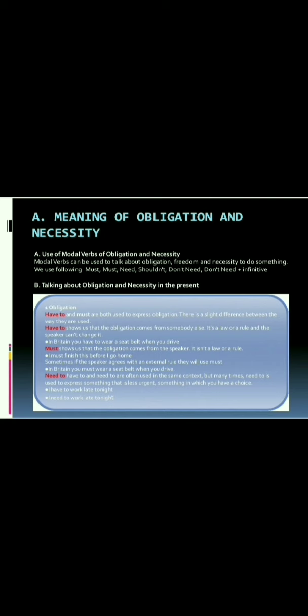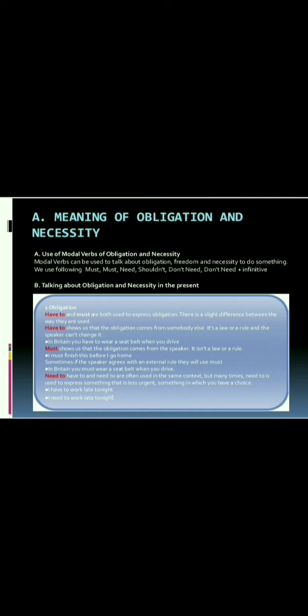For example, you have to wear a seatbelt when you drive. Must shows that the obligation comes from the speaker. It is not a law or a rule. I must finish this before I go home. Sometimes, if the speaker agrees with an external rule, they will use must. In Britain, you must wear a seat belt when you drive.